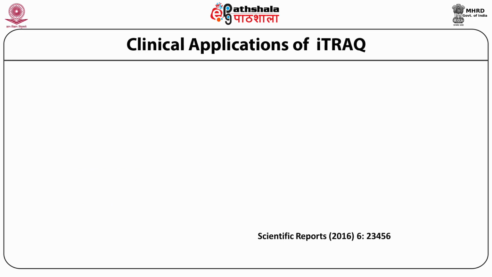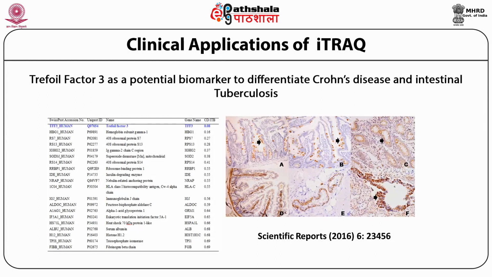So, in continuation with the iTRAQ experiment, we identified trefoil factor 3 as a potential biomarker to differentiate Crohn's disease and intestinal tuberculosis. As you can see in the table on the left, the protein has more than 10-fold difference across the two phenotypic conditions. The expression of this particular protein, trefoil factor 3, has been validated using immunohistochemistry, and as can be seen from the slides on the right, there is an increased expression in the intestinal tuberculosis as compared to the Crohn's disease.